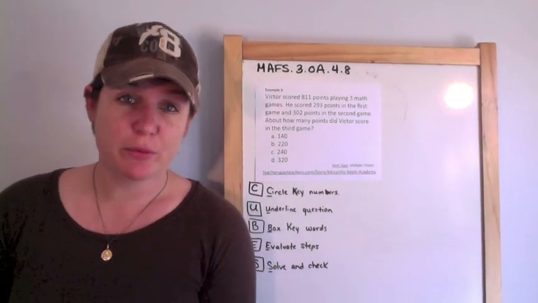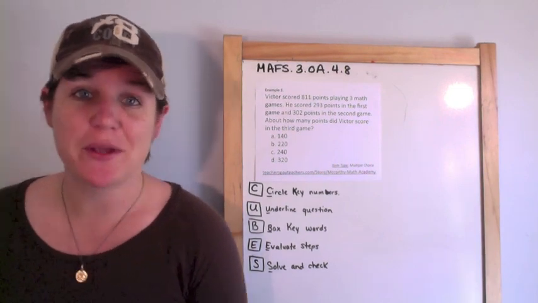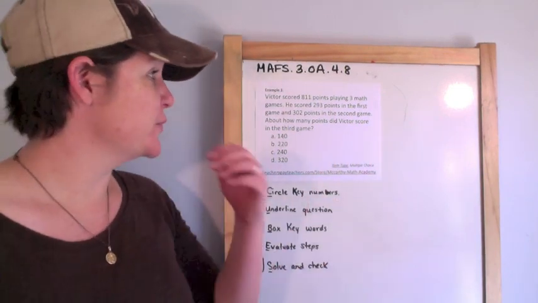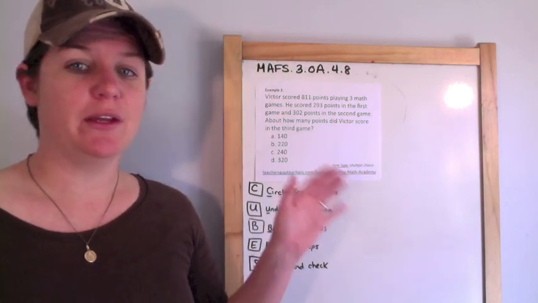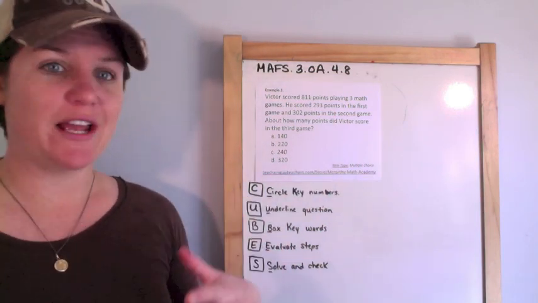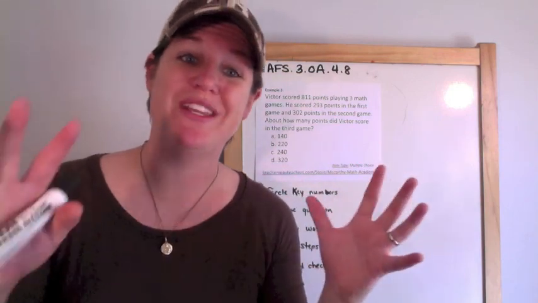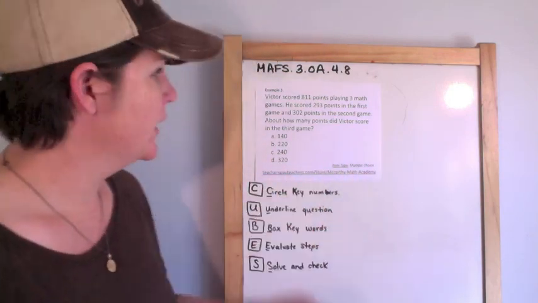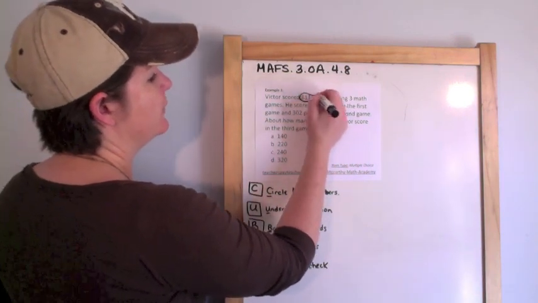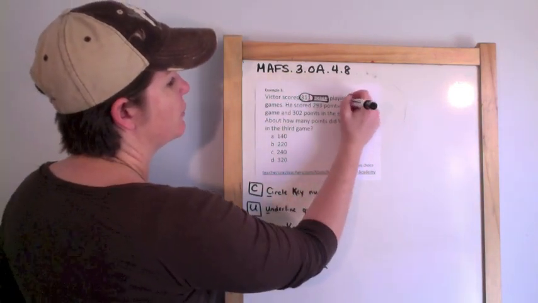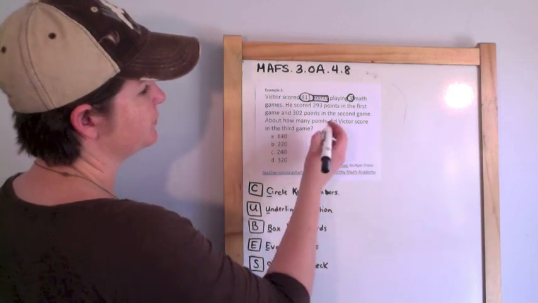We're on example 3 now, and I'm sorry if it seems like I'm going a little bit fast from this one. If you have any questions, put them in the comment section and I'll get back to you with them. It's just these are kind of lengthy problems and I want to make sure that we get it in a nice time frame. So example 3, Victor scored 811 points playing 3 math games.